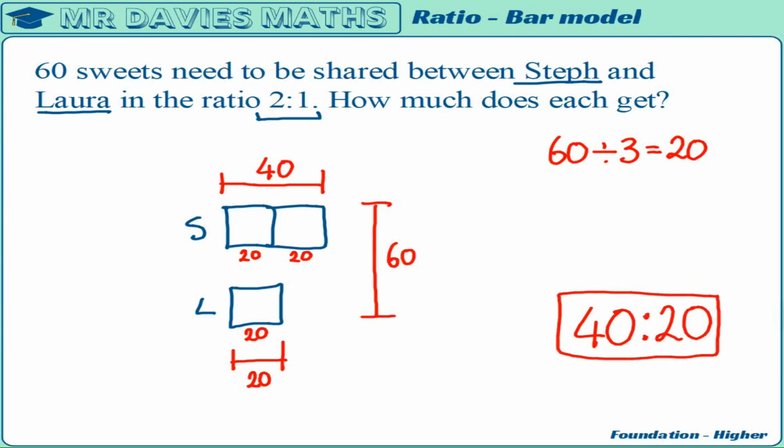Now again, just to finish this question off, what fraction did Steph get? Well, altogether there were 3 boxes in total, and she got 2 of them, so she got 2/3 of the question, and Laura only got 1 of the boxes out of the 3, so hers was 1/3. Let's try another question.